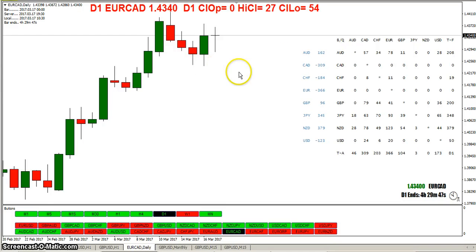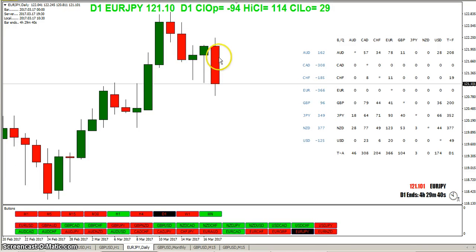Anyway, so that's how you make money. So once again, we see euro is weak. The yen is strong. So if we want to switch over to euro yen, we want to short it.